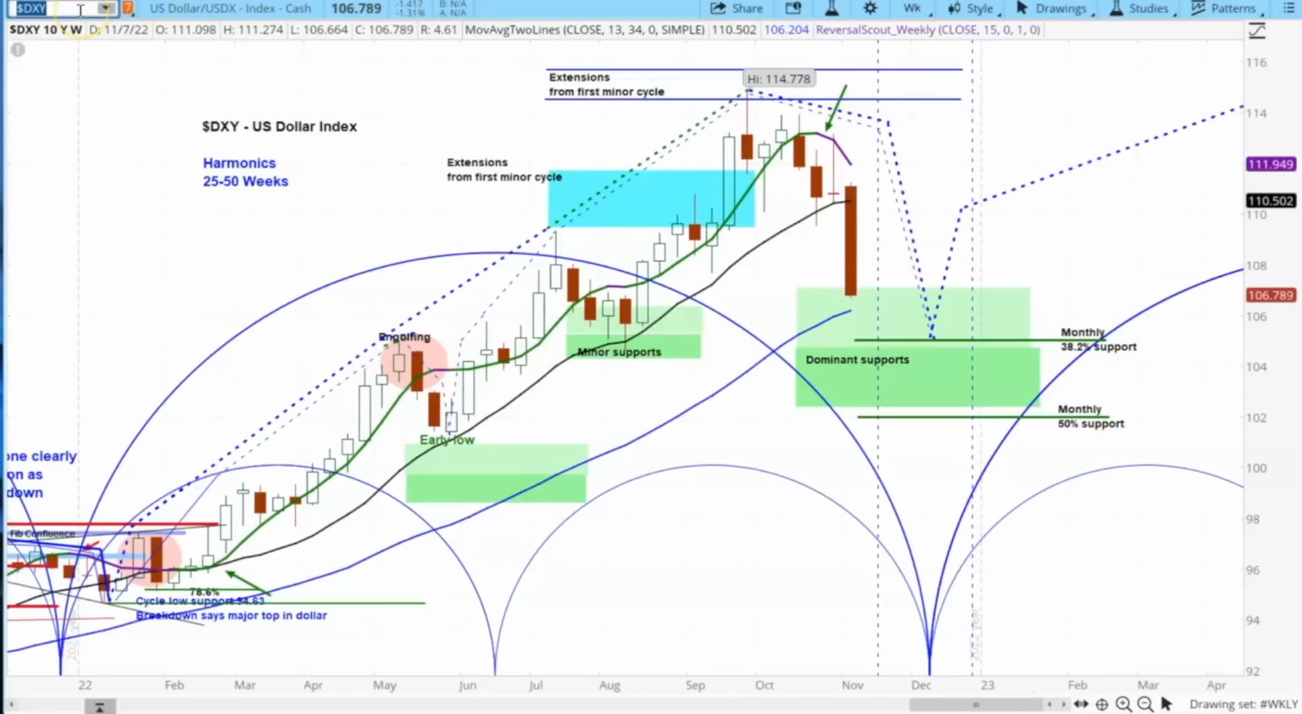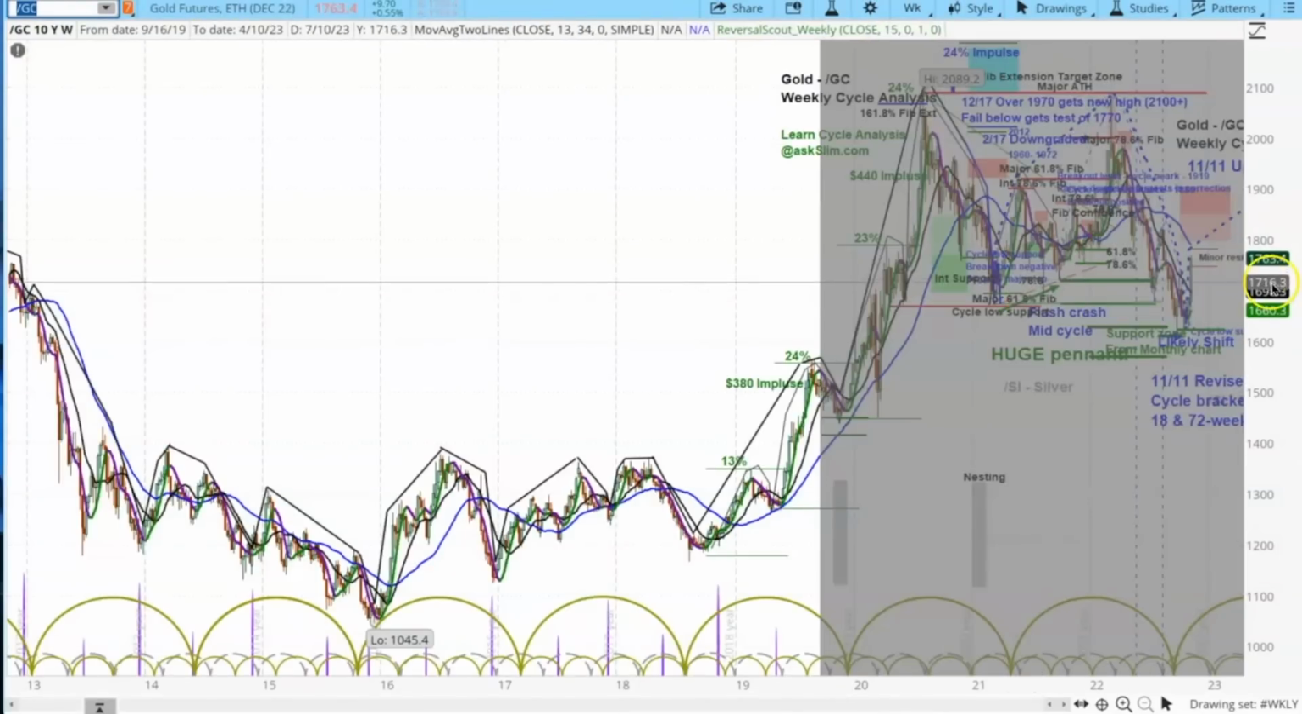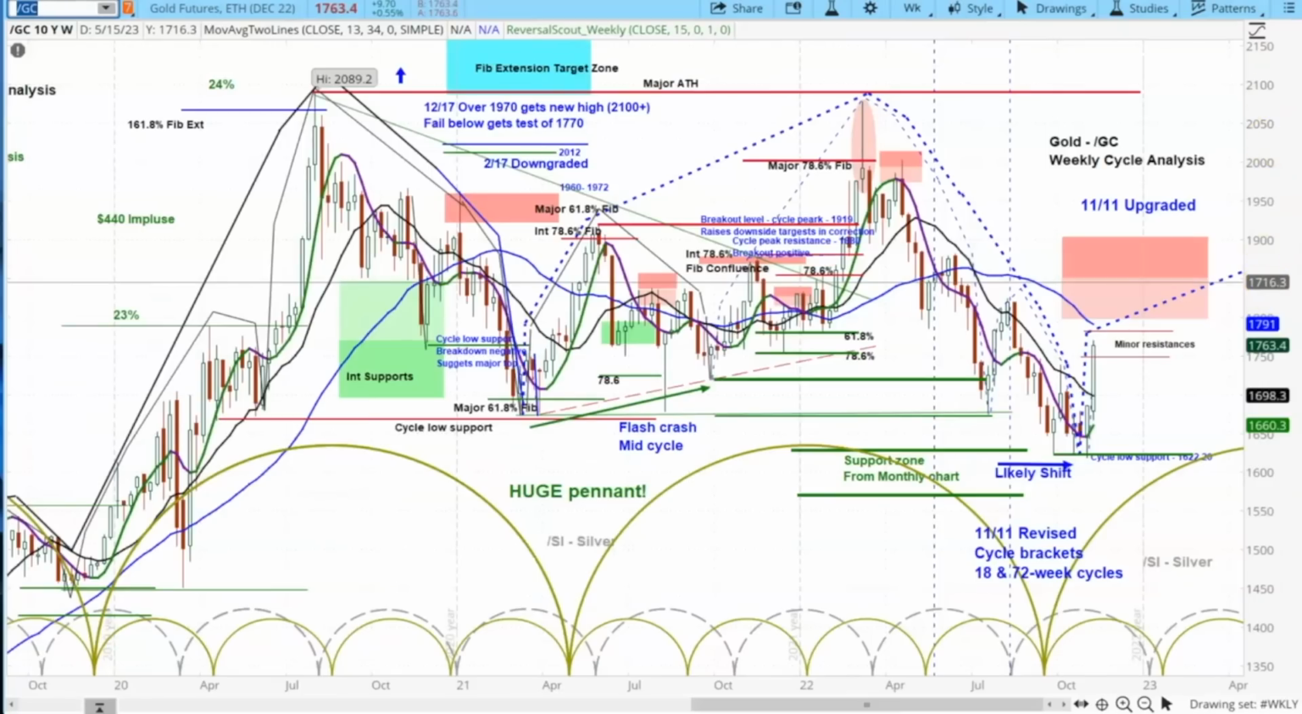So I want to talk through these correlations so you really understand. The gold market, we were looking for a major bottom in here. Now, what we thought was that this huge pennant, and the monthly charts that we look at were supportive of that, this huge pennant you see right over here was a big consolidation. We actually expected that it would hold this support right over here, but it continued and then got a breakdown under this level.